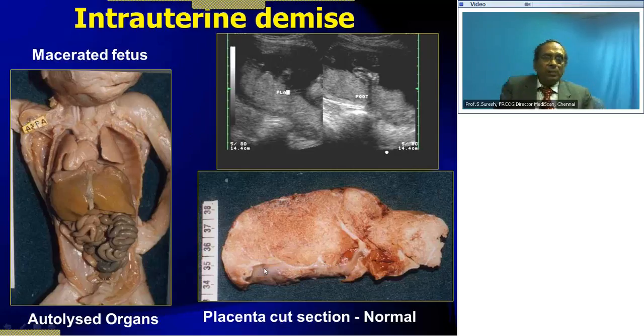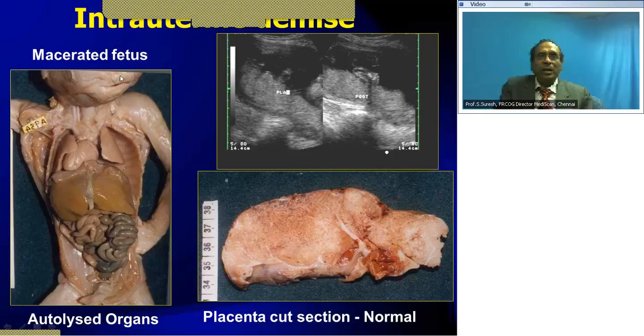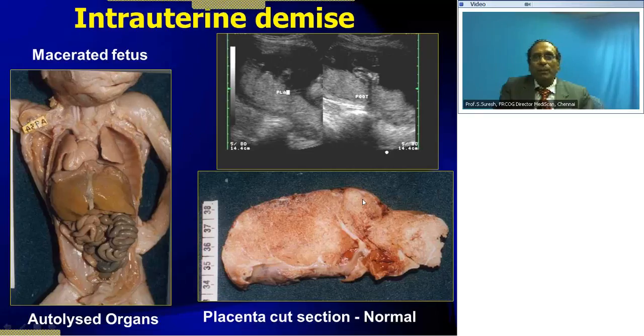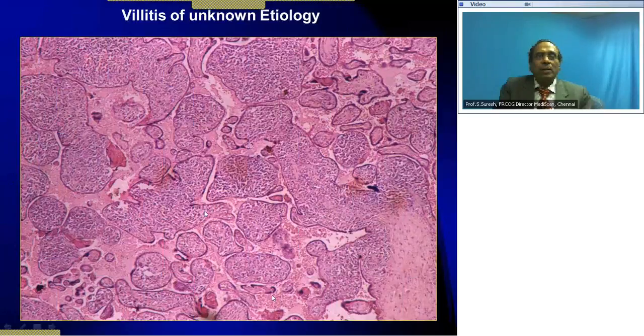So here is a patient with intrauterine demise. You can see the placenta looks quite normal, and the cut section of the placenta looks quite normal, but on histopathology we find there is a massive inflammation of the villi, and this is a condition called villitis of unknown etiology. Villitis of unknown etiology is an autosomal recessive condition, so that's why we can have patients coming with recurrent IUDs, and if you do a placental histopathology, you will identify the reason for recurrent IUD in the patient.